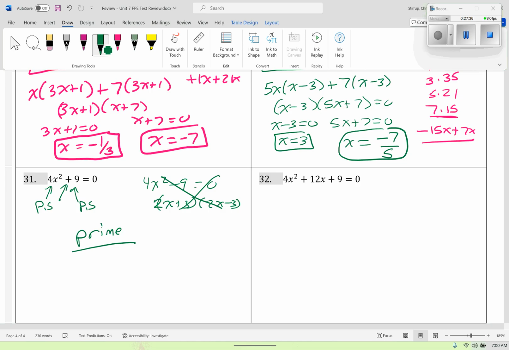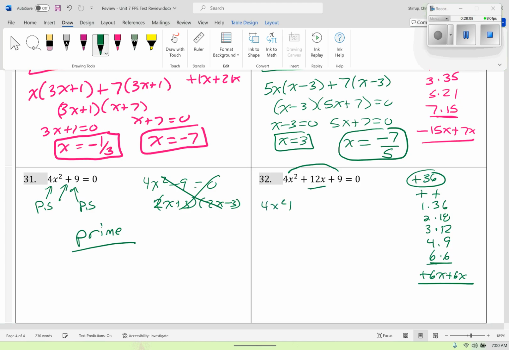All right, number 32. Let's see. I'm going to multiply those together. That's going to give me positive 36. And everything's positive, no negative signs. So I have 1 and 36. That doesn't add to 12. 2 and 18. That doesn't add to 12. 3 and 12. That doesn't add to 12. 4 and 9. That adds to 13. So we're getting closer. And 6 and 6. Oh, 6 and 6. If they're both positive, that's going to work. So I'm going to replace that.